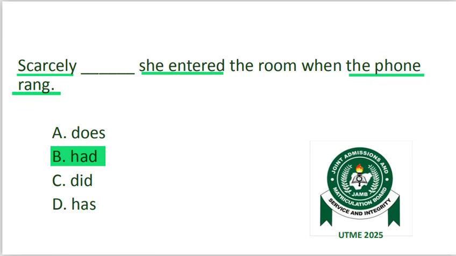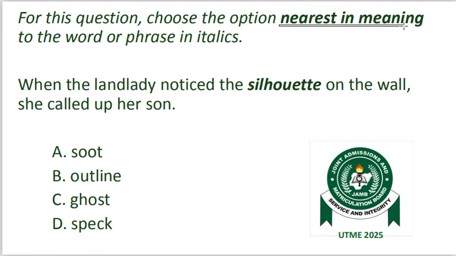We move to the next question. For this question, choose the option nearest in meaning to the word or phrase in italics. On synonyms: when the landlady noticed the silhouette on the wall, she called up her son. Silhouette is in italics. A. Suit. B. Outline. C. Ghost. D. Speck. A silhouette is a shadow, or a black outline of something. So when we say silhouette, we are talking about outline.